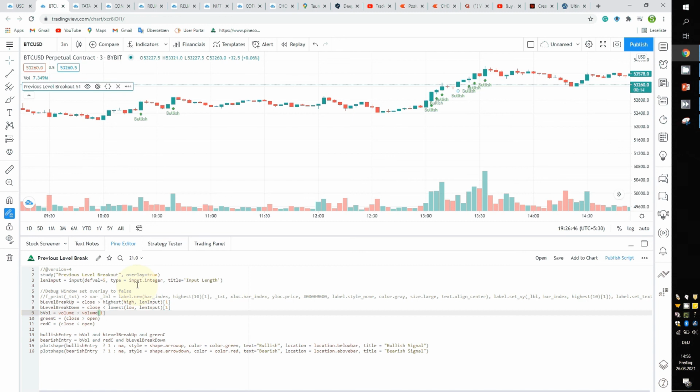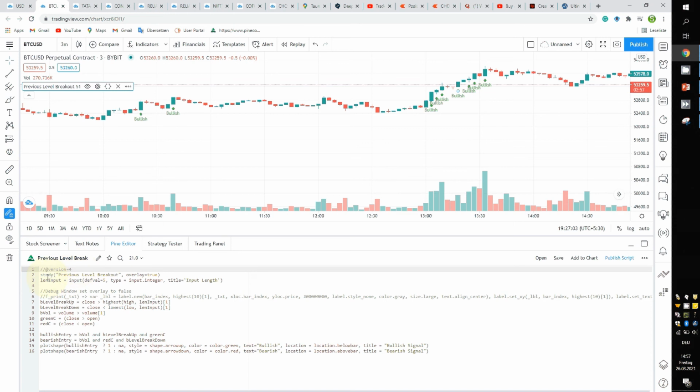So I'm not going to type and write everything from the beginning. I've already done it. I want to save the time and want to show you how I've done it. The very first thing is the version number. So Pine script has different versions of the APIs. The latest one is the fourth.